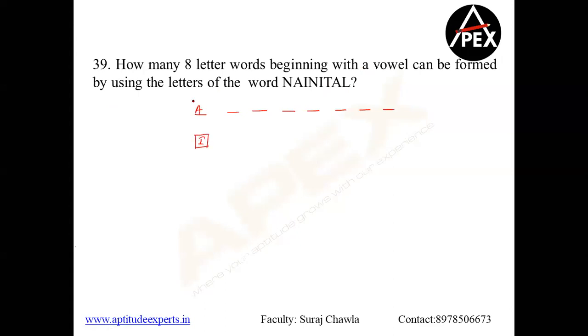So I'm freezing this first position, I'm not changing it at all. These are the only two vowels that I have. Now in the remaining 7 positions, what all can I have? I will have two N's, only one A, and two I's, a T and an N. If A is placed first, I have two N's, two A's, one I, a T and an N.